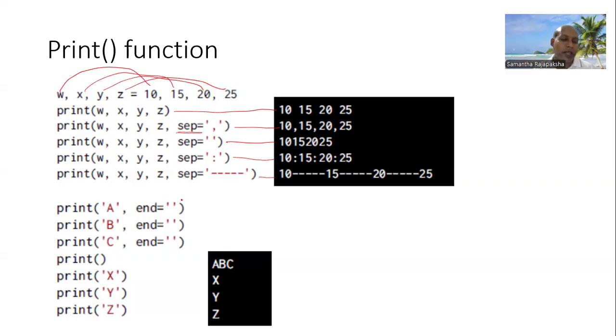Now remember, when you have this end parameter, what happens? You can display the values horizontally. Here you can see when you say print A, B, C three times, they all come on the same line. Why? Because here we have end equals nothing. But if you just write print X, print Y, print Z, you can see they come on new lines. When you say end equals empty, the output appears horizontally like this. Just understand the meaning of end.